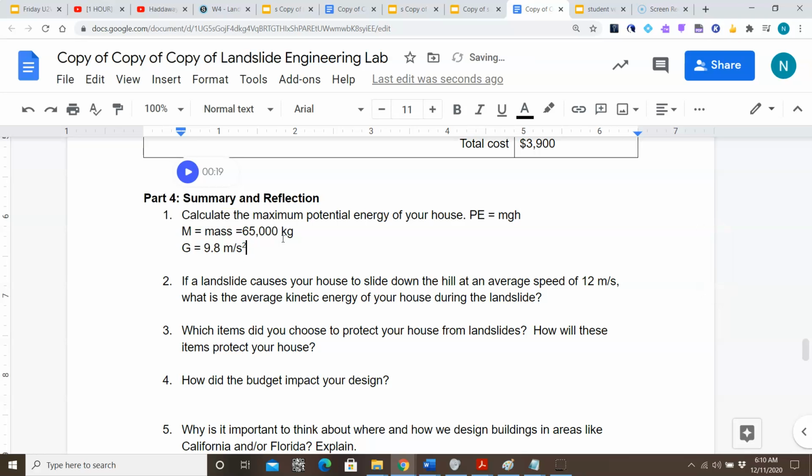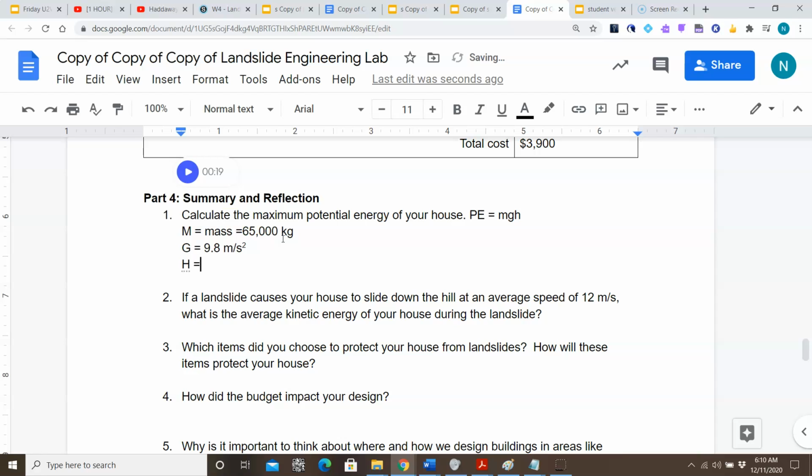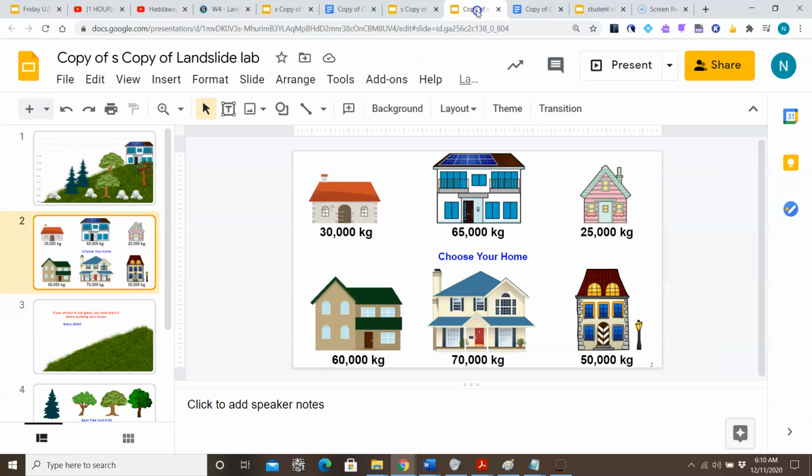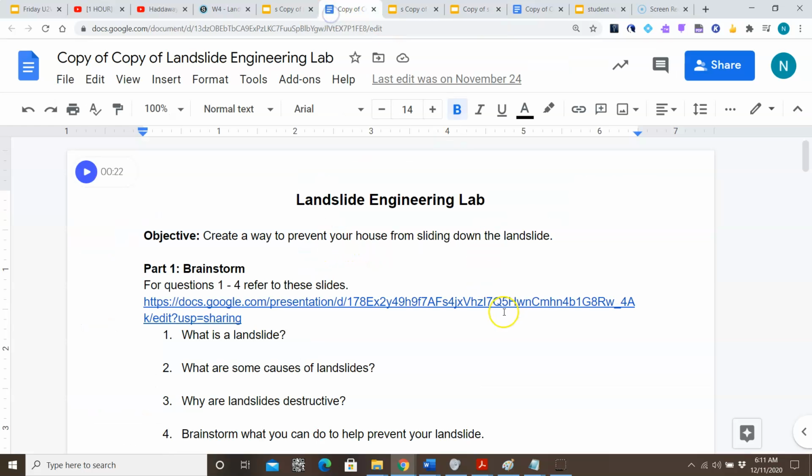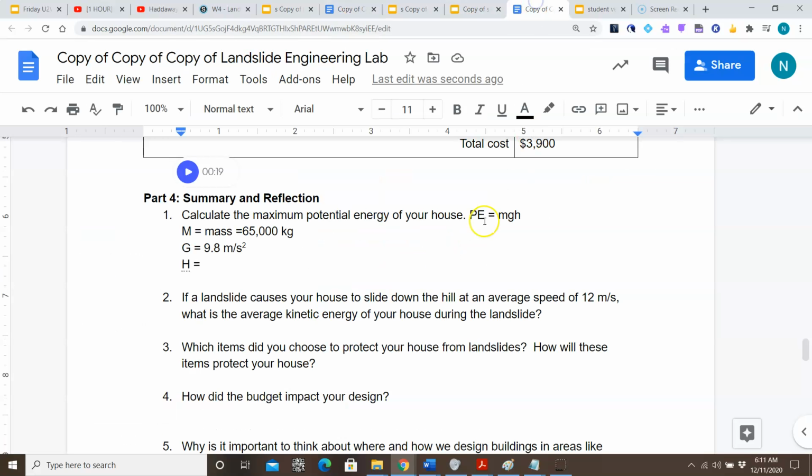And then finally, I need my height. To get the height, I'm going to look at where my house is here. So this one is about 12, I think. I'm using the numbers on the side here.